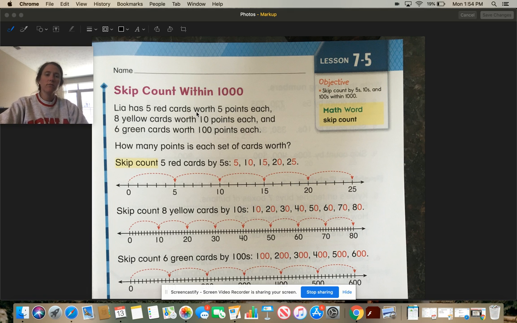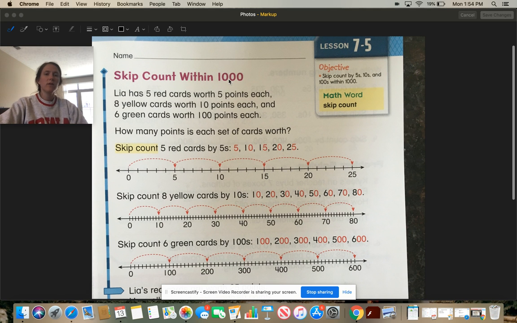So let's go ahead and read the top of the page. Skip count within 1,000. Leah has 5 red cards worth 5 points each, 8 yellow cards worth 10 points each, and 6 green cards worth 100 points each. How many points is each set of cards worth?